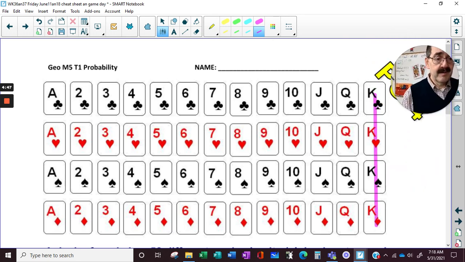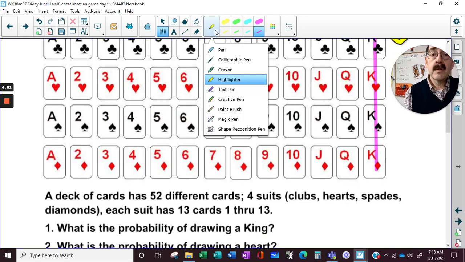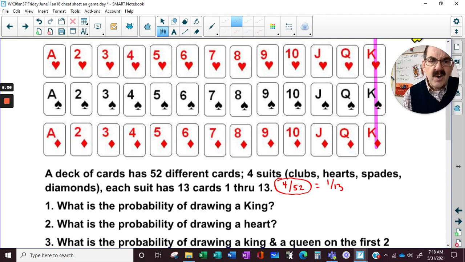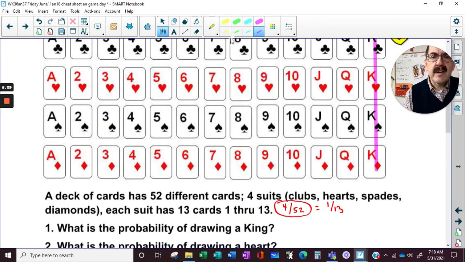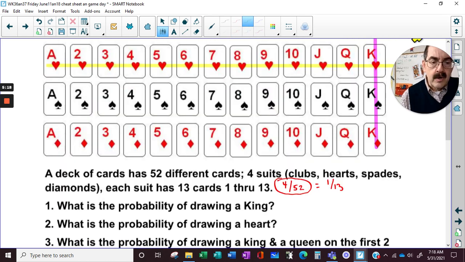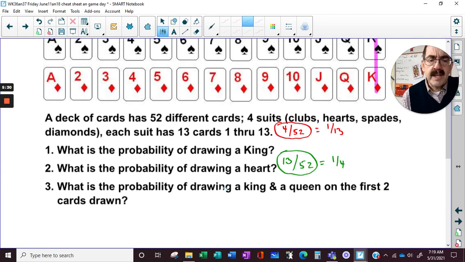Why am I in the way? 4 of the 52. 4 of the 52. Yes, 1 out of 13 is correct. But you see how 4 kings out of 52 has more meaning? All right, heart, heart. Grab a highlighter, different color, heart. 13. Heart. 13 of the 52 cards. Yes, 1 out of 4, but there's 13 hearts. More meaning.